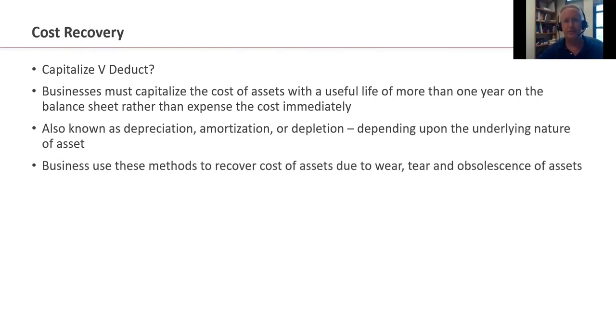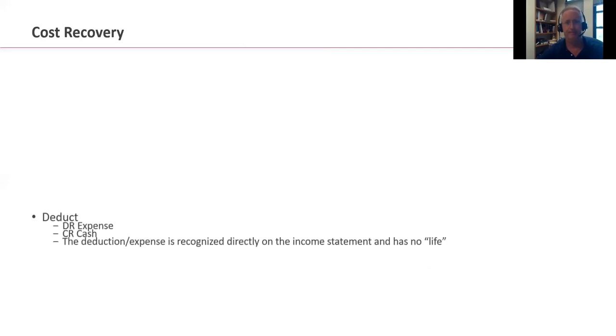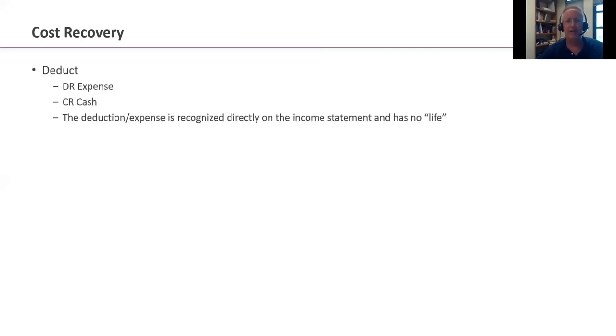So again, businesses use these methods to recover the cost of, think of it as long-term assets. I mean, that's not entirely true. I guess it depends on your feelings about what long-term means, but assets that usually have a life of more than 1 year. Okay, so when we think about a deduction, if we were to imagine what the journal entries are for that, it's debit expense and credit cash, which means that that deduction or expense is recognized directly onto the income statement, which means that it has no life, right?